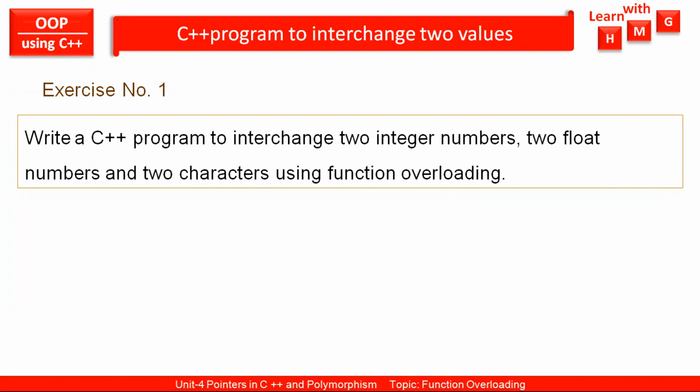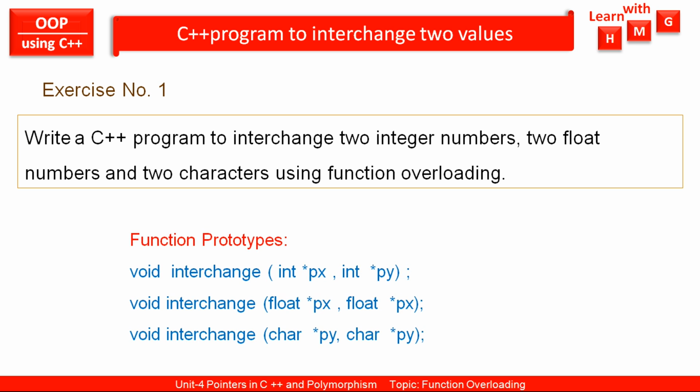function overloading. The first program we are going to see is to write a C++ program to interchange two integer numbers, two float numbers and two characters using function overloading. So here I am going to handle three functions. The first function will interchange two integer numbers, the second function will interchange two floating point numbers, the third function will interchange two characters, and all these three functions will have the same name, that is interchange.